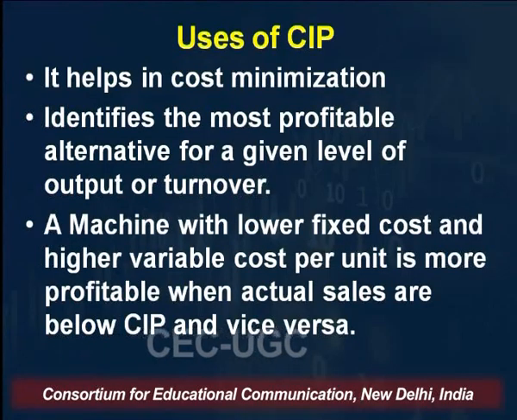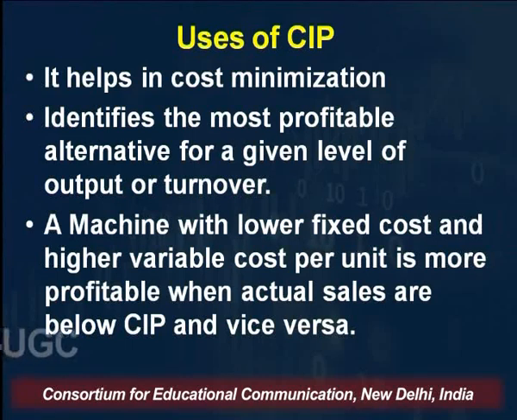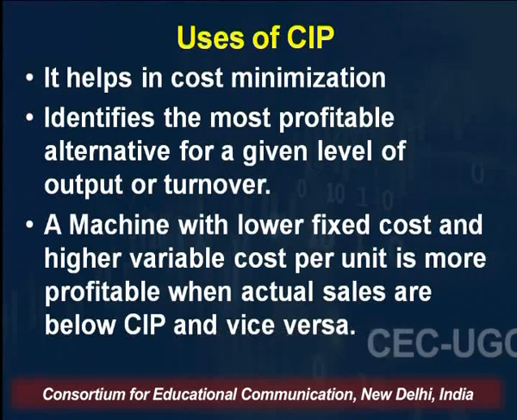So the second benefit by the use of CIP is that we can identify the most profitable alternative for any given level of output. And at times we are provided with a situation where two machines are there, and it is very difficult to select between a machine with lower fixed cost and higher variable cost, and a machine which has higher fixed cost and lower variable cost.